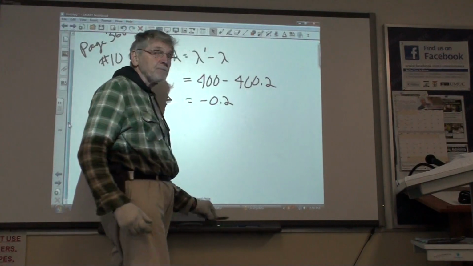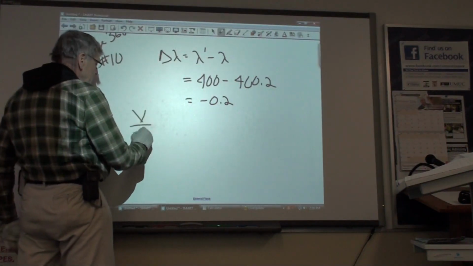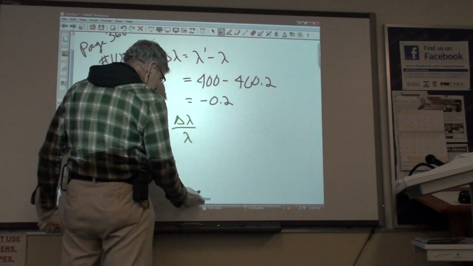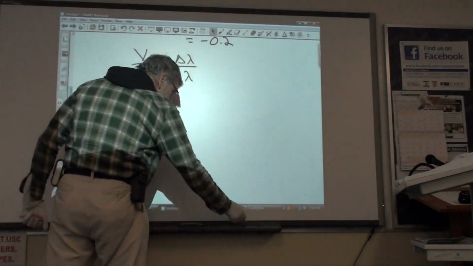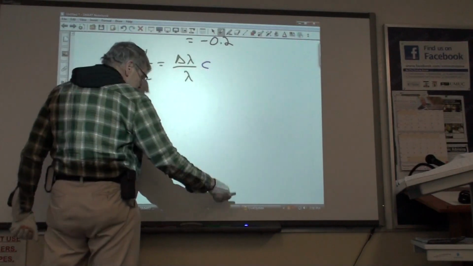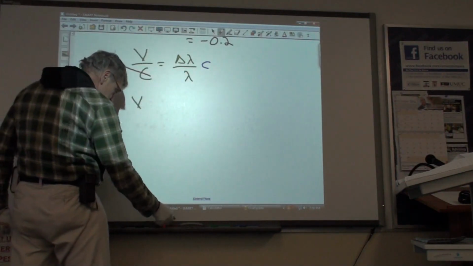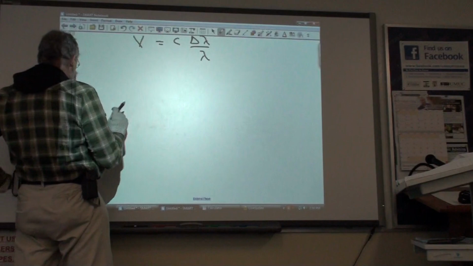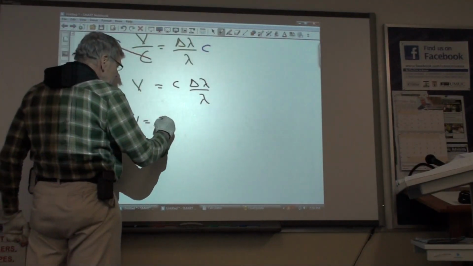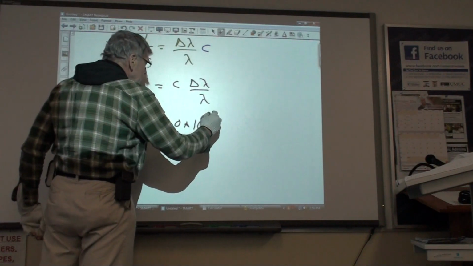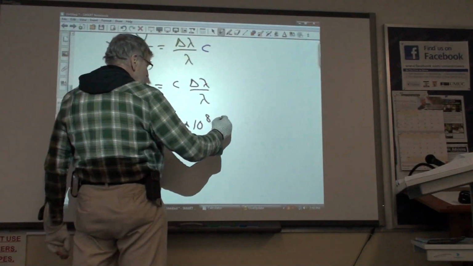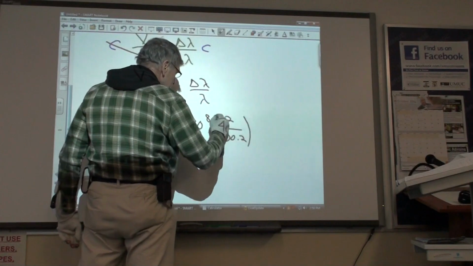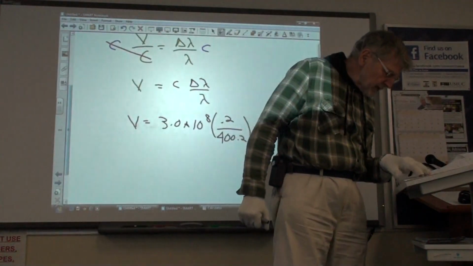And they want to know with what speed, so you use the Doppler formula. The velocity of the object over the speed of light is equal to the shift in the wavelength over the original wavelength. So if we multiply both sides by c, then we have a cancellation on the left, and we just get v is equal to c delta lambda over lambda. Now the velocity is what we're looking for, and c is the speed of light, 3.0 times 10 to the 8th, and we've determined that the shift is 0.2, and the original wavelength in the laboratory is 400.2. So we have to do this arithmetic, and we find our answer.